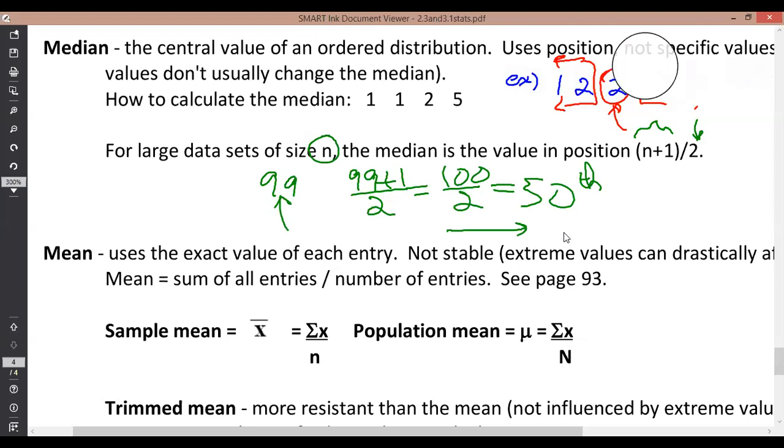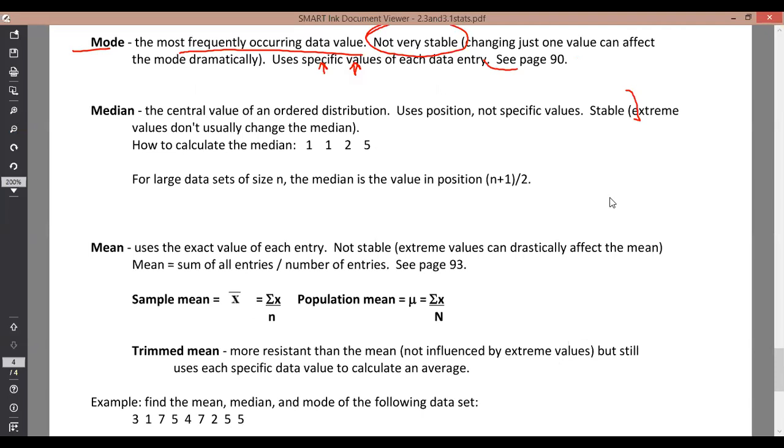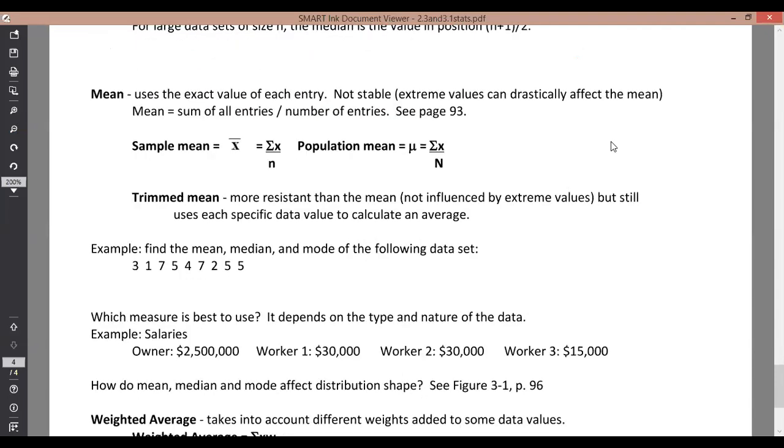Then let me clean this up. The mean uses the exact value of each entry, and it's not stable. Kind of like me. Extreme values can drastically affect the mean. So for example, extremely small values can skew your data to the left, like this. Extremely large values can skew your data to the right, like this. Right? How do you find the mean?